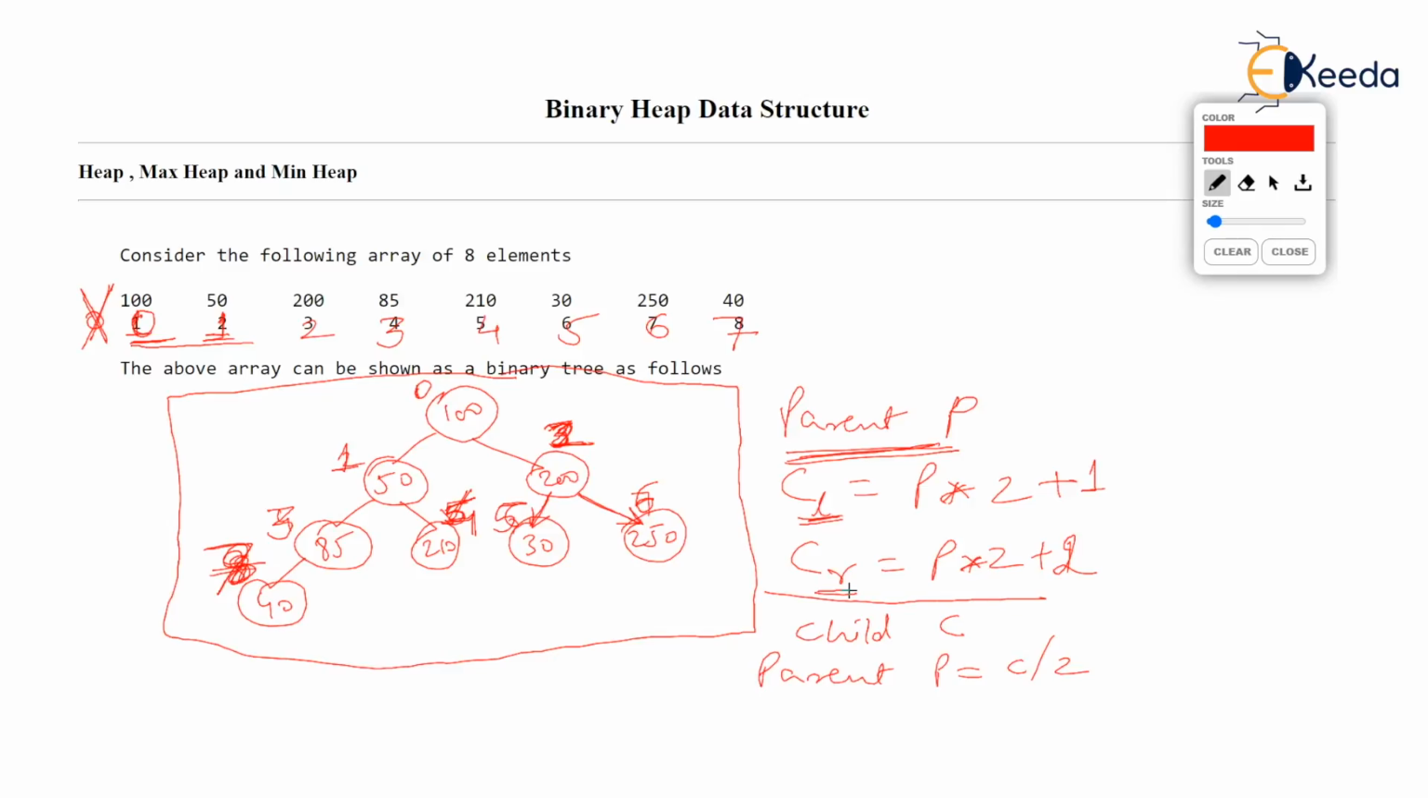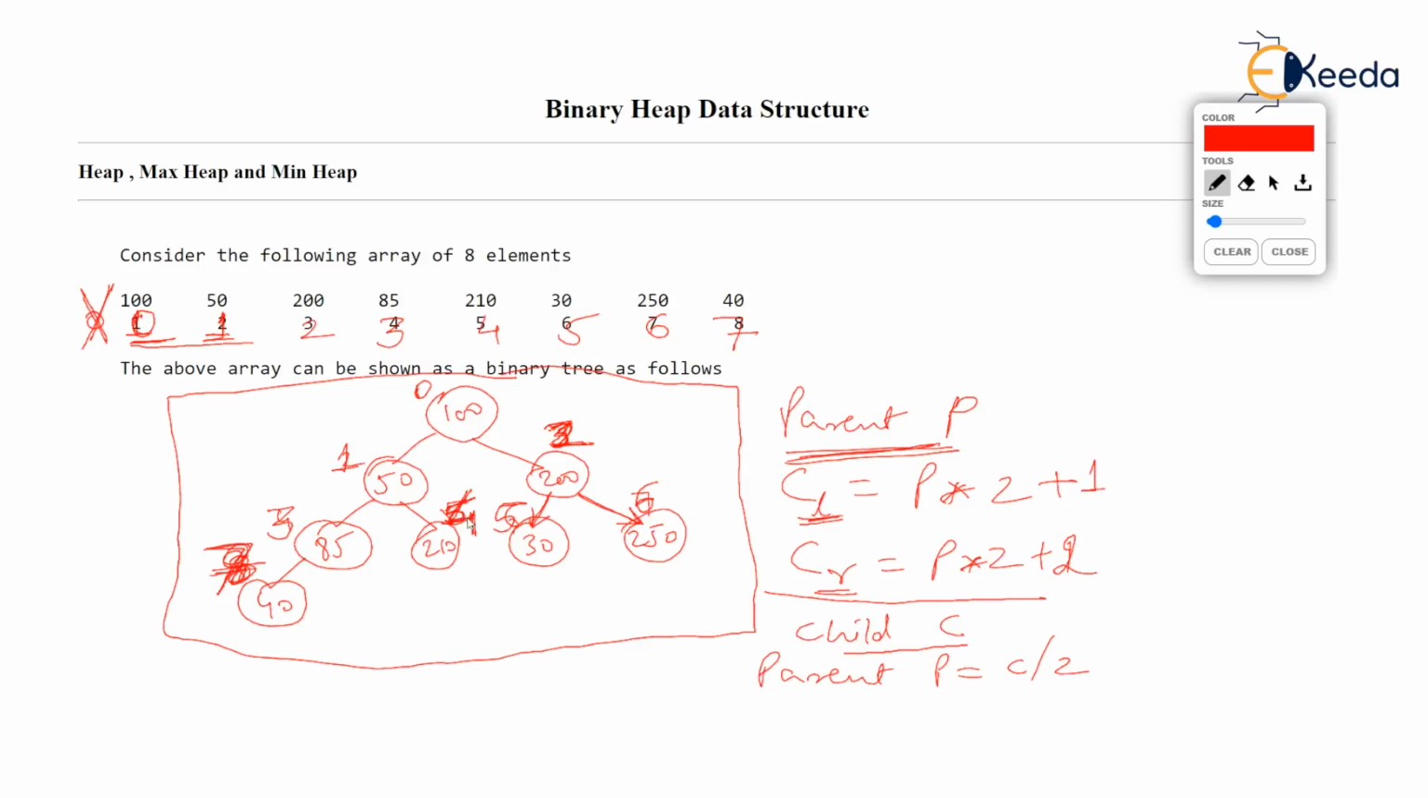Nothing else, nothing fancy. And what about child number? If child C is given, C is the child number. Imagine child 7. So where is the parent of this seventh child? Parent of seventh child, if you do 7 by 2, remember, you will get 3. 7 by 2 is 3. Okay. But you observe, where is the parent of node number 4? If you do 4 by 2, you will get 2 as the answer. But second node is not the parent of 4. You observe the formula that will be applicable now.